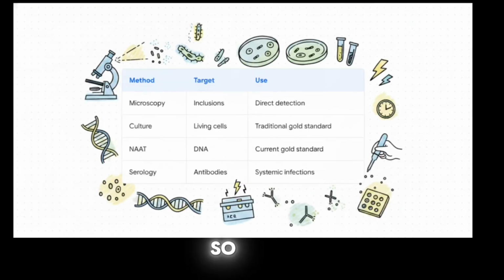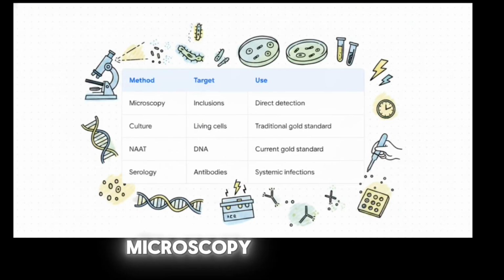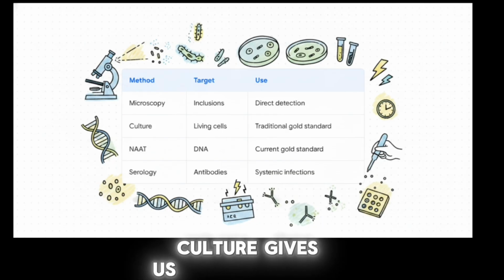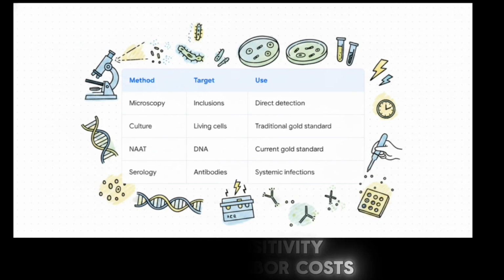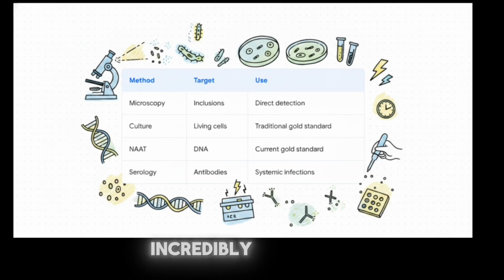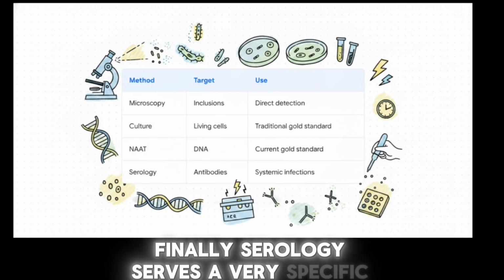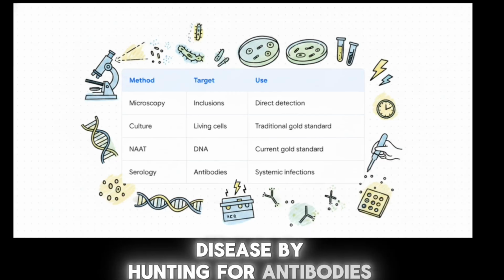So just to do a rapid-fire summary of our lab arsenal. Microscopy, especially DIF, is great for direct visual confirmation. Culture gives us high specificity but is bogged down by low sensitivity and high labor costs. NATs, like PCR, are the ultimate champions right now: fast, incredibly sensitive, and the current gold standard. Finally, serology serves a very specific niche role, mostly helping us track systemic disease by hunting for antibodies.